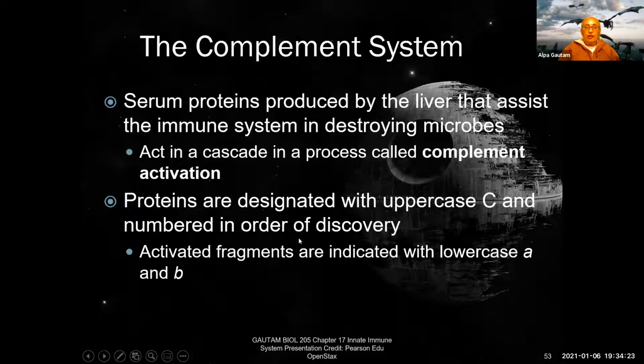When that main protein is activated, it cleaves into two other components. Those components that the main protein has fragmented into are then designated with lowercase a and b. So you have an uppercase C protein, complement protein C. That complement protein C is then going to get split into C lowercase a and C lowercase b. Okay.